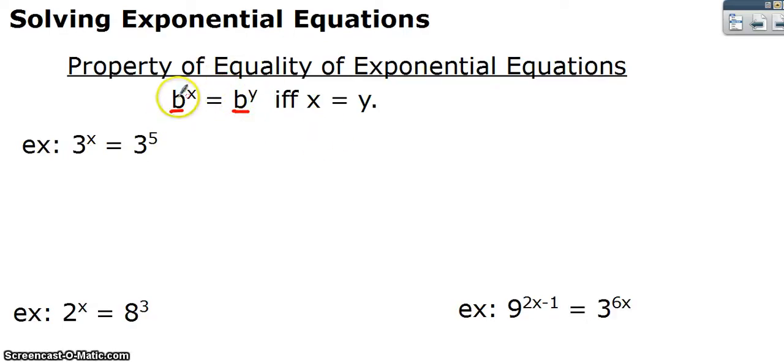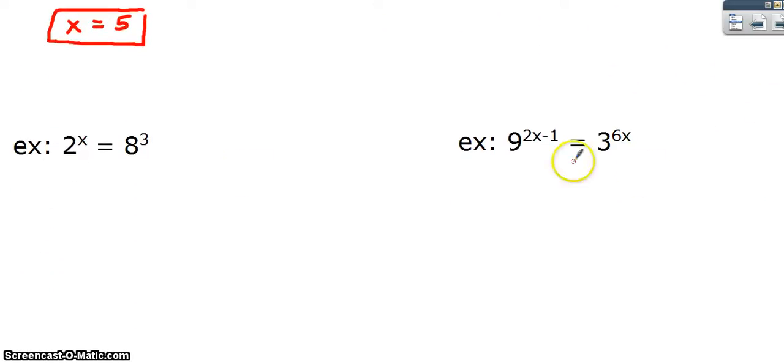Okay, the trick is getting those bases to be the same at the outset. So first example we have here, this one's pretty easy because the bases are already the same, they're both 3. So this must mean the exponents have to be equal. X equals 5. All right, pretty straightforward there. That tells us that 3 to the 5th equals 3 to the 5th. All right, let's try a couple more difficult ones here.